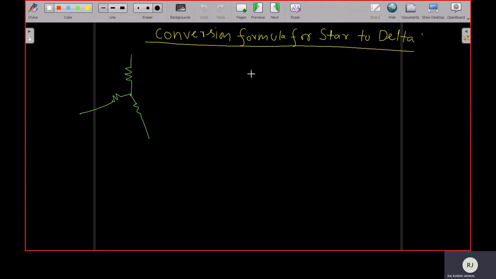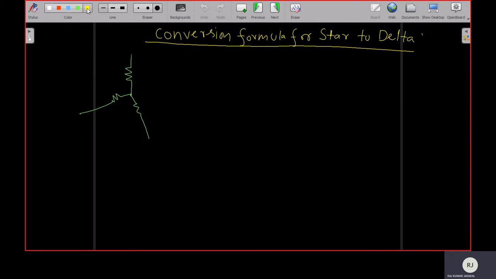Hi guys, today we are going to solve some problems, as well as see the conversion formula from star to delta, and I will share the trick by which you can easily remember the formula. For example, we are going to convert from star to delta. Then how do we write the formula from star to delta?